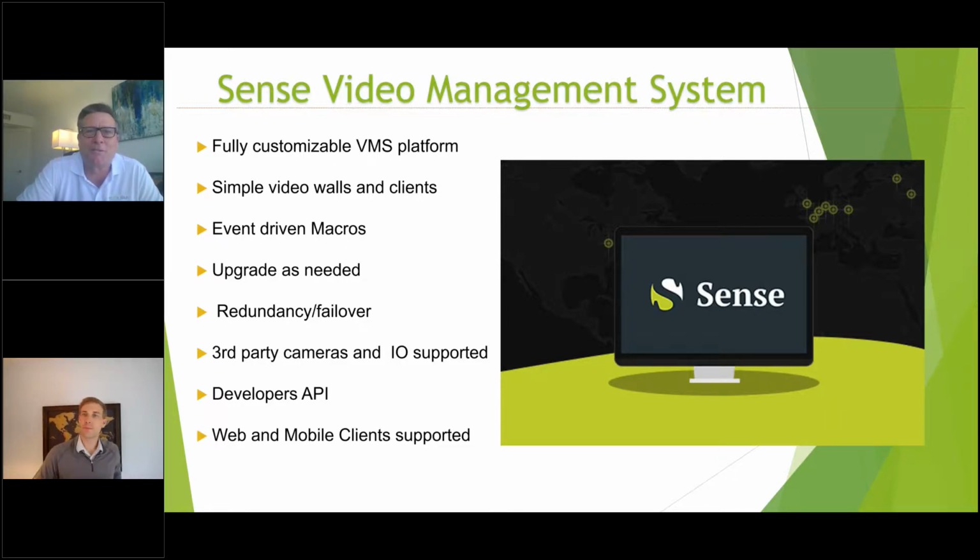what's the other one called? I'm forgetting. I'm an Apple guy. iOS, yeah. Android. So what type of macros? What can you go into? The event-driven macros that can be put together for the VMS?